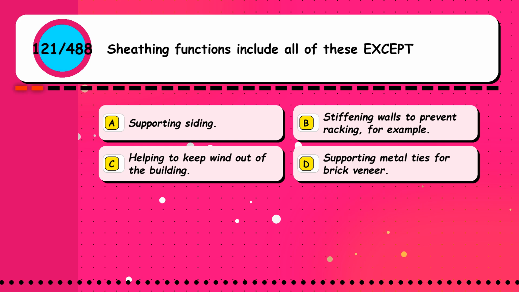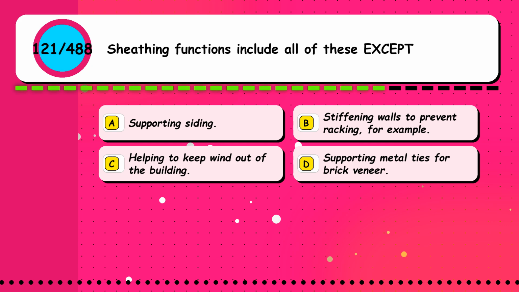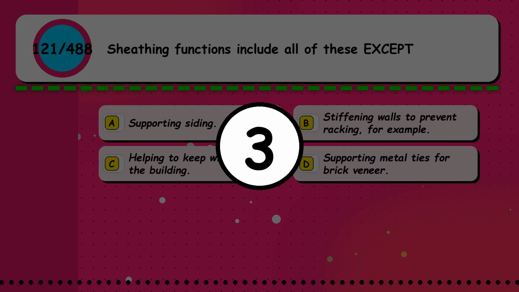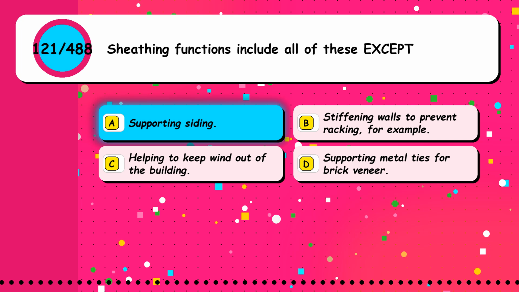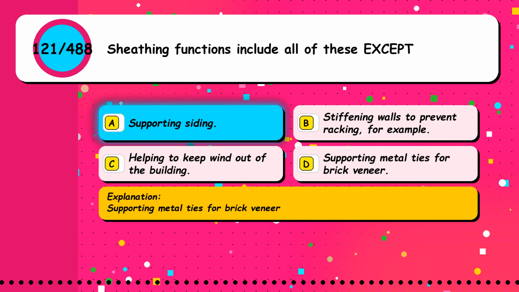Question 121. Sheathing functions include all of these except: Option A. Supporting siding. Option B. Stiffening walls to prevent racking, for example. Option C. Helping to keep wind out of the building. Option D. Supporting metal ties for brick veneer. The correct answer is option A. Supporting siding. Supporting metal ties for brick veneer.